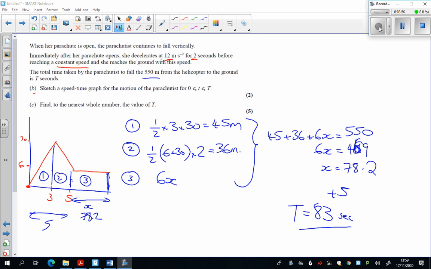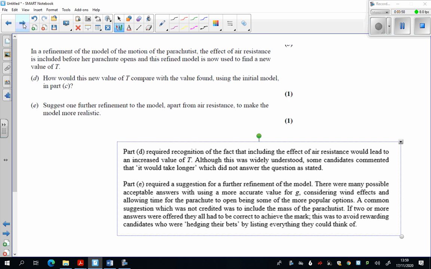One more bit to go is that the total time is these extra 5 seconds as well. And so t is 83 to the nearest second. It asked us to round it.